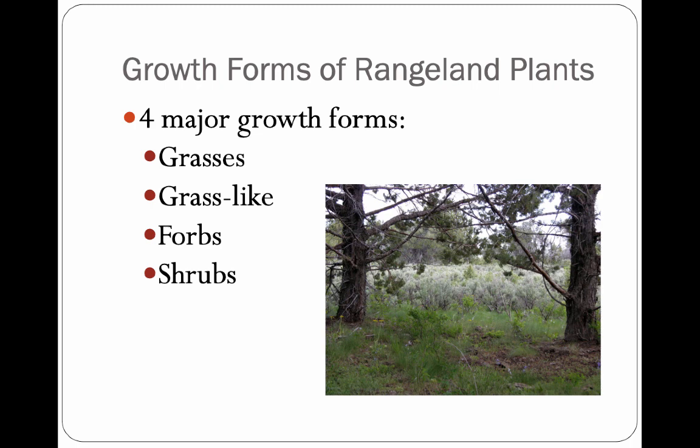So, the four major growth forms that we find on rangeland, especially here in North America, are going to be grasses, grass-like plants, forbs, and shrubs. And so, grass-like plants differ from grasses in that their stem tends to be solid, whereas a grass's stem tends to be hollow. We also see grass-like plants more prevalent in riparian areas. And then, of course, forbs are going to be the flowering plants, and our shrubs are going to be the woody plants.